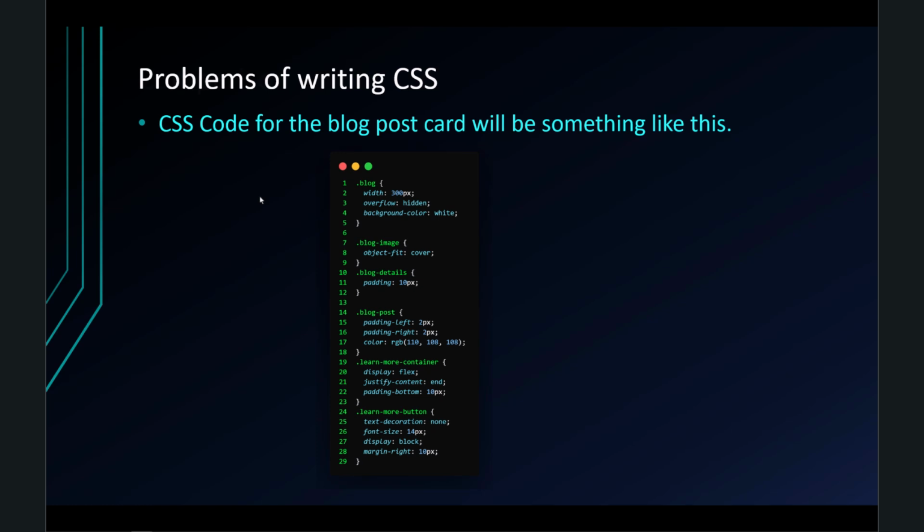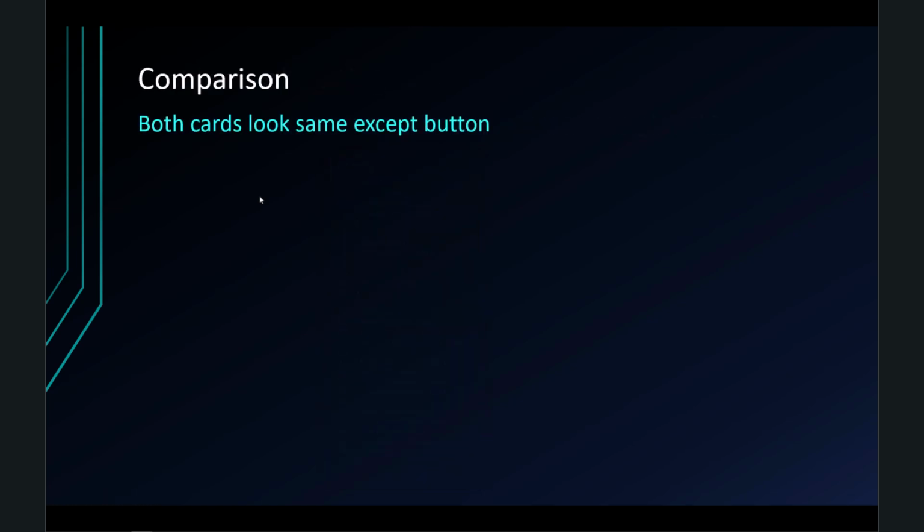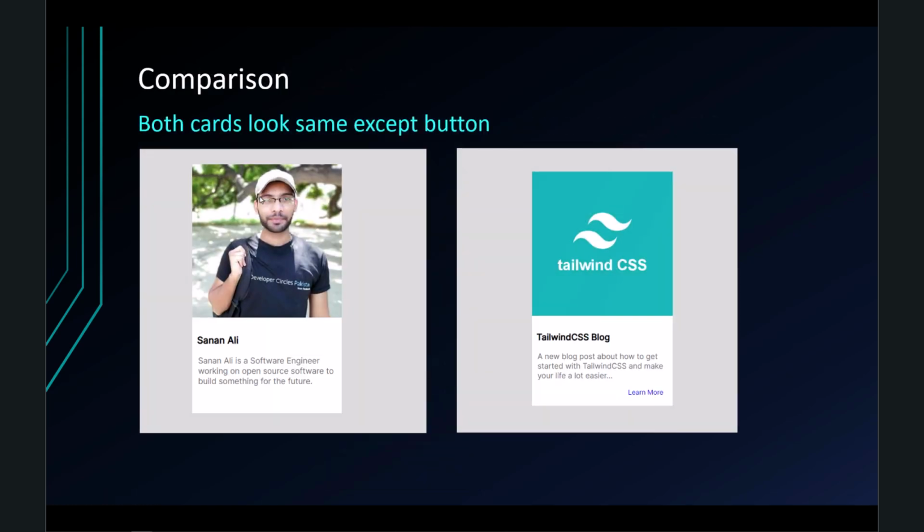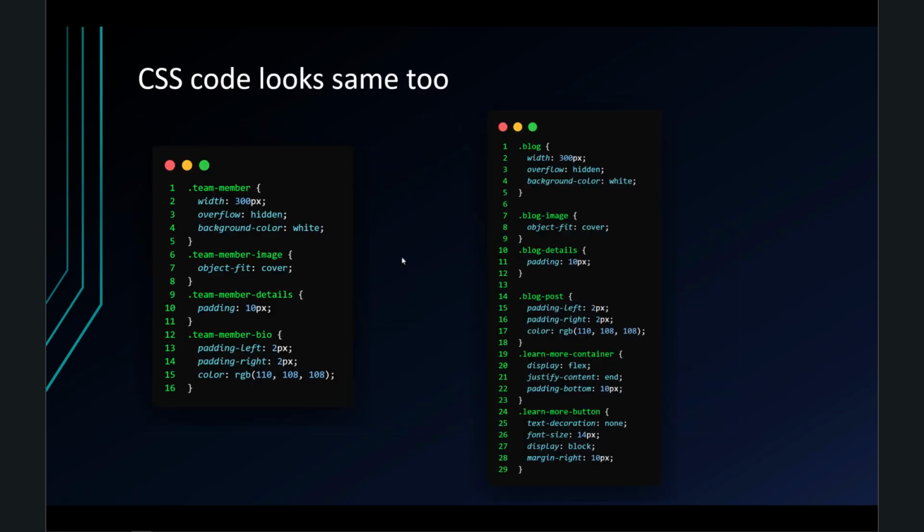So the HTML and CSS is looking like the same one as we did for the team member. So if we compare both cards, the team member card and the blog post card, the code looks the same too. As you can see, we have team member, we have blog here. The width is 300 pixel, the width is 300 pixel. So overflow hidden, overflow hidden. So this section is similar to this section.